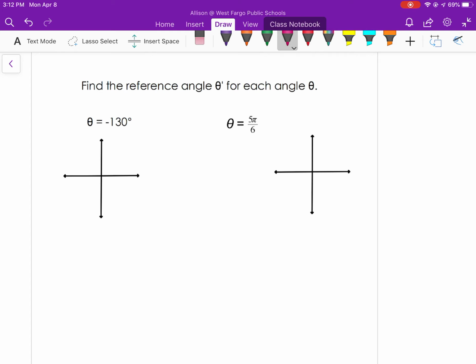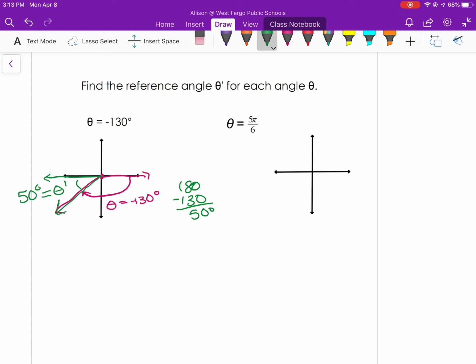So let's just practice a couple more. Negative 130 degrees, positive x-axis is my initial side. Go clockwise to be a negative angle. So this would be theta is negative 130 degrees. My reference angle will be the terminal side and then the closest x-axis, which is right here. So what is this angle? It will be my reference angle. Again, it's 130 out of a total of 180. So 180 minus 130 gives me 50 degrees. So the reference angle for negative 130 is 50 degrees.